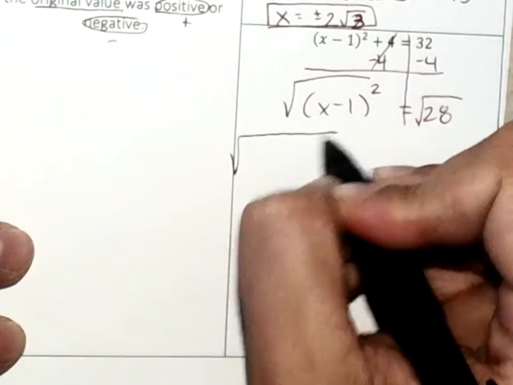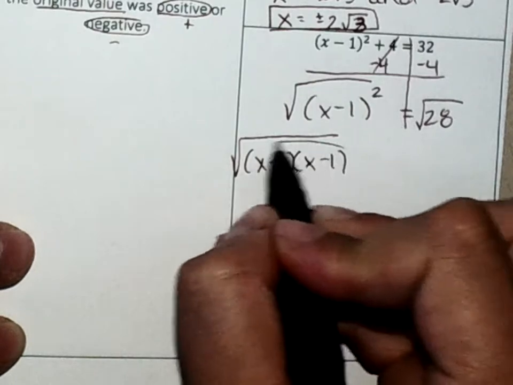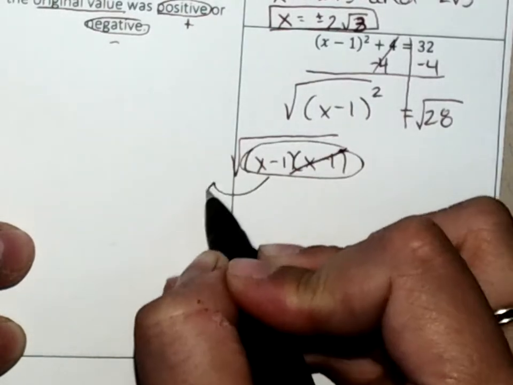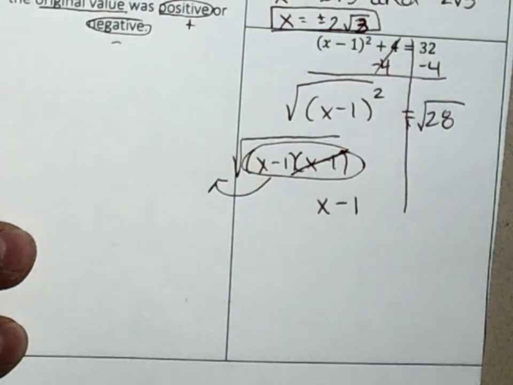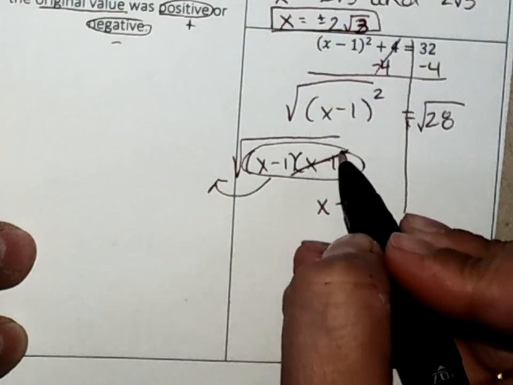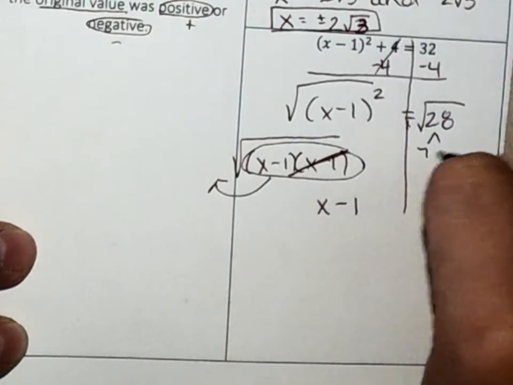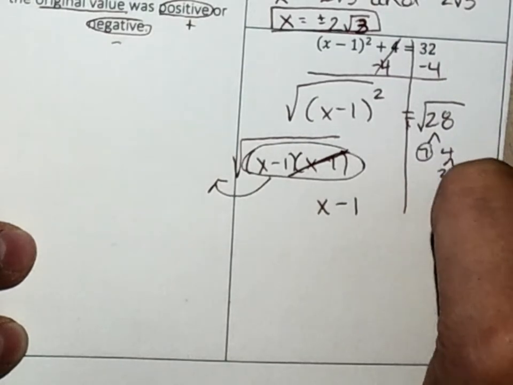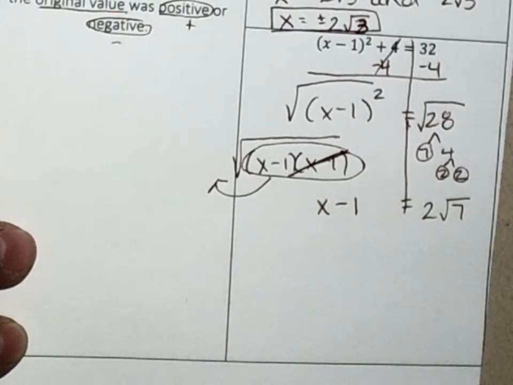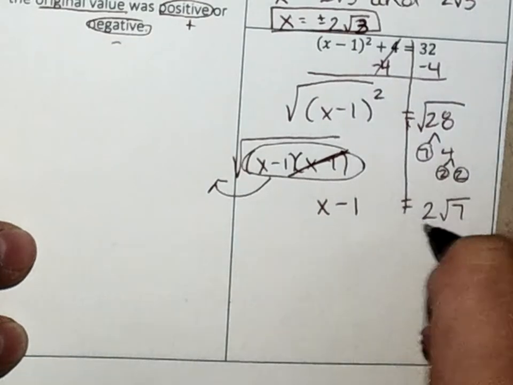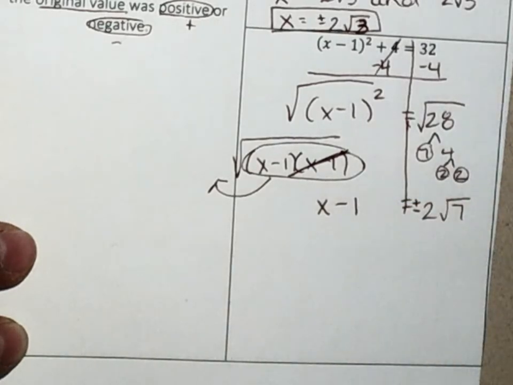If we expanded this, it would be x minus 1, x minus 1. This is a perfect group of 2, so I'm going to eliminate 1 and bring 1 out, leaving me with x minus 1 on the left-hand side. This one died, this one escaped, leaving us with nothing inside. This 28 could be broken down into 2 root 7. But again, we don't know if this is a positive or a negative 2, so we're going to put plus and minus on the outside.